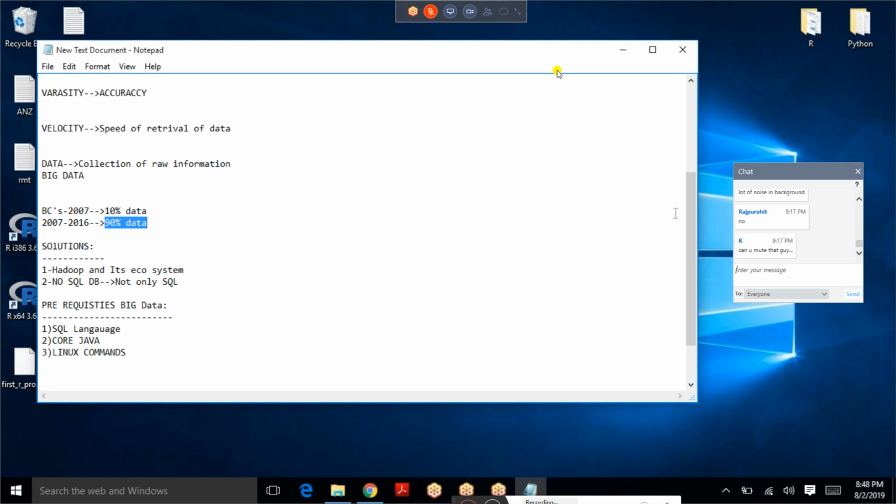Okay. So this data, in terms of what exactly are you talking in general? I mean, the data which is present in the world, human data. Suppose the whole data is 100%, 10% was generated before 2007, and from 2007 to 2016 we generated around 90% of data. That's very huge. In a 10 year span we generated 90% of the data present in the market right now. Okay. Yeah, got it.